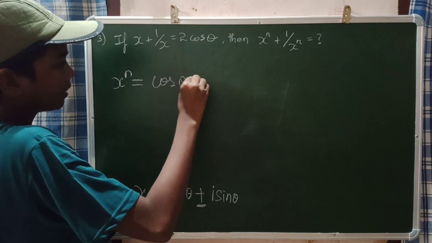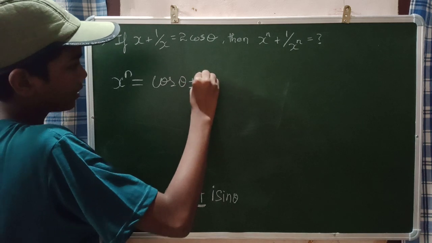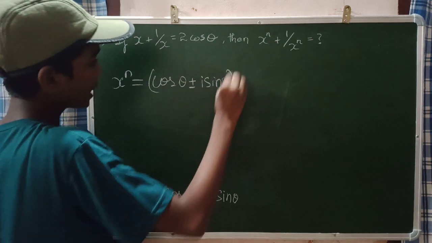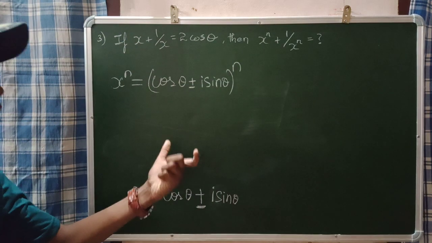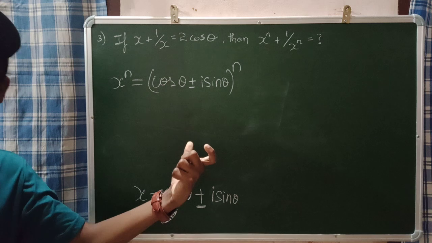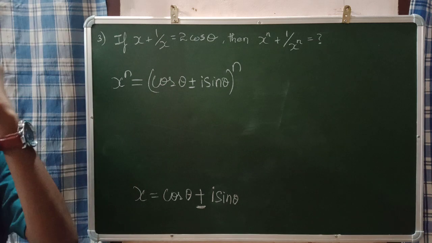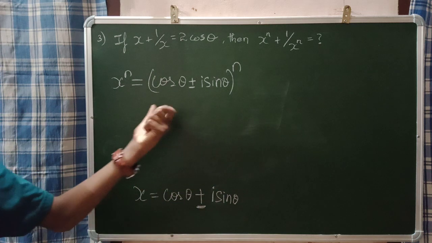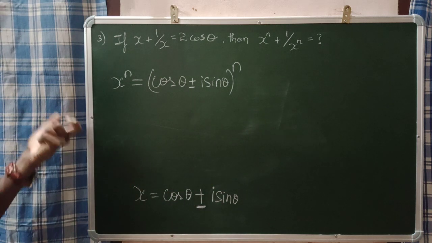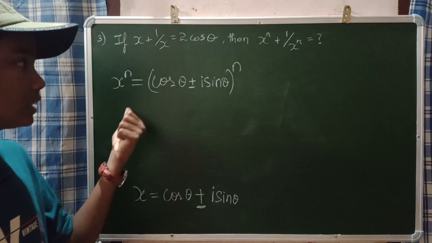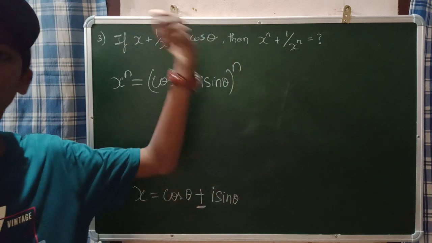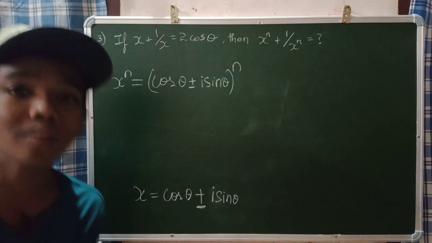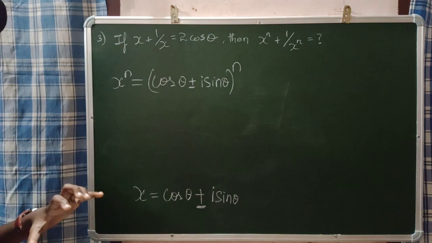Because cos theta plus or minus iota sin theta whole to the power of n, that is what I need to do. So in this situation, as soon as you see this, the first thing that should strike your mind is De Moivre's theorem. Because De Moivre's theorem has this form of expression, which is cos theta plus or minus iota sin theta whole to the power of n, or cos theta plus iota sin theta whole to the power of minus n. Using De Moivre's theorem only, I am going to solve this.